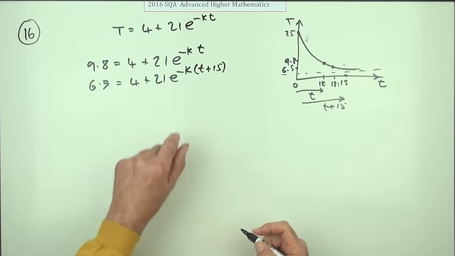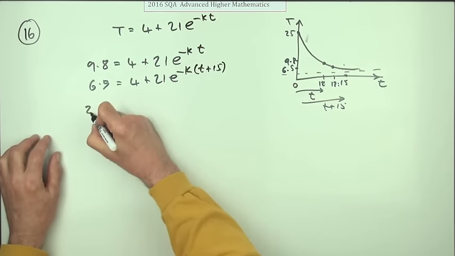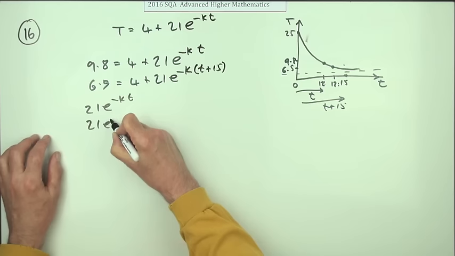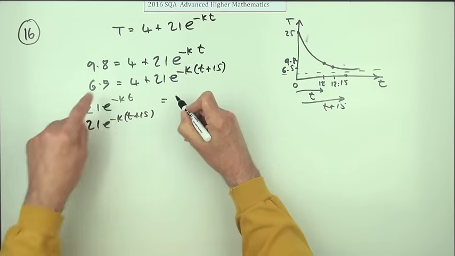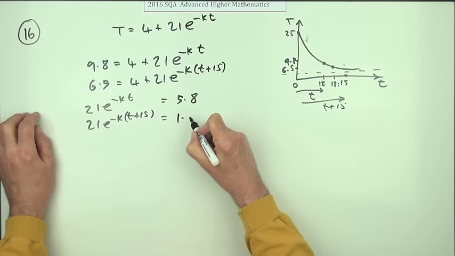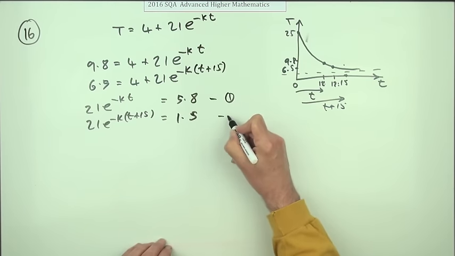Well, first thing I'm going to do, I'm going to divide them, obviously. I'm going to take those across. I'll write it this way: 21e to the negative kt, over 21e to the negative k(t plus 15). That would equal, taking the 4 away, 5.8, over, taking the 4 away, 1.5. I'm going to call that 1, call that 2.